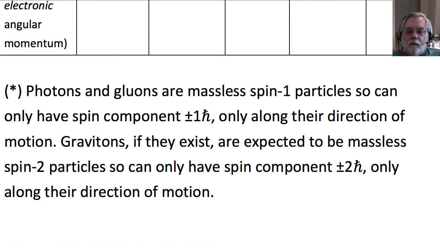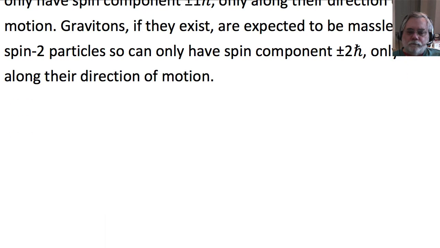Now photons and gluons are massless spin 1 particles, so they can only have spin component plus or minus h bar, and then only along the direction of their motion. Gravitons, if they existed, are expected to be massless spin 2 particles, so they could only have spin component plus or minus 2 h bar only along their direction of motion.